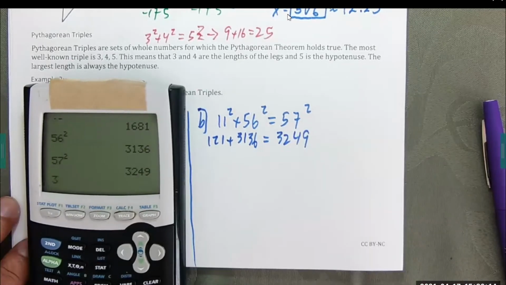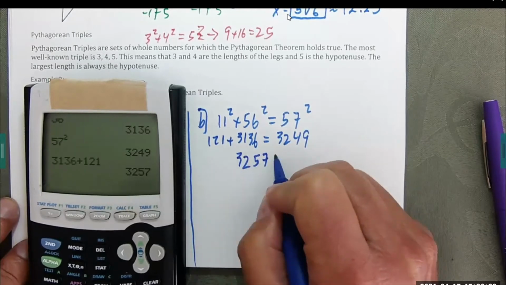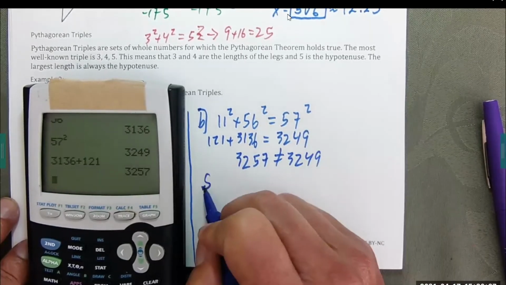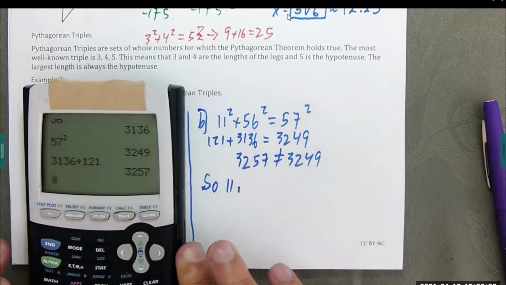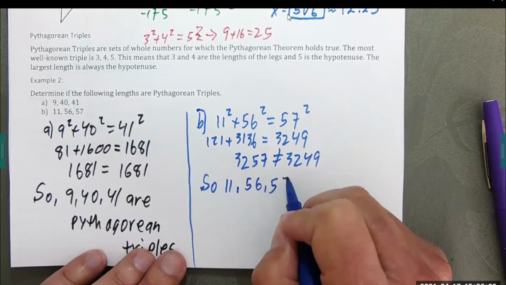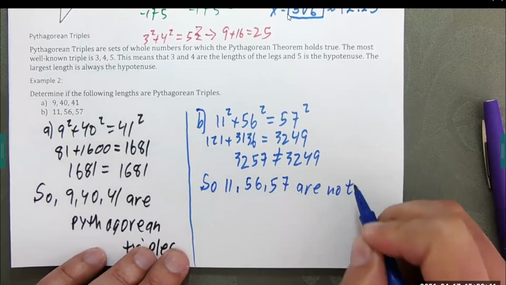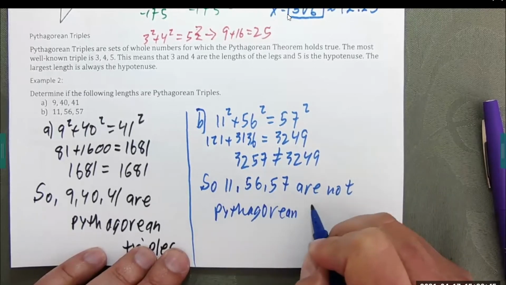Let's see what we get. 3136 plus 121 is 3257, which is not 3249. So 11, 56, 57 are not Pythagorean triples.